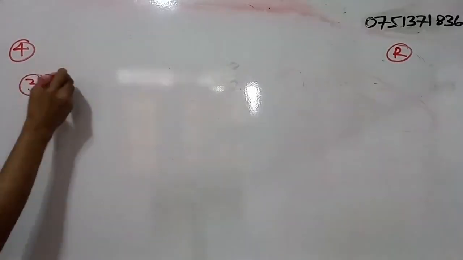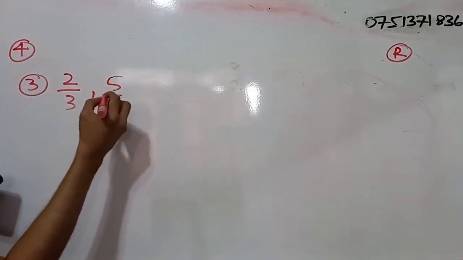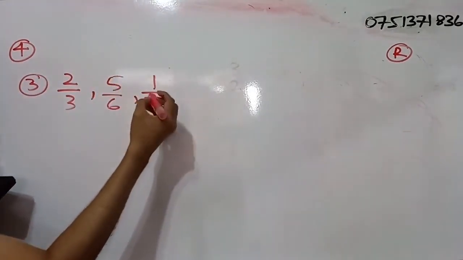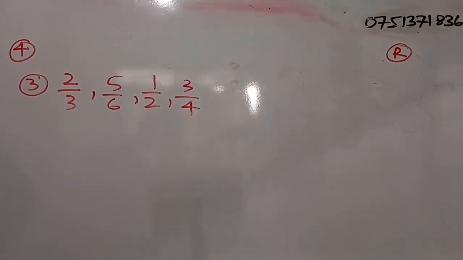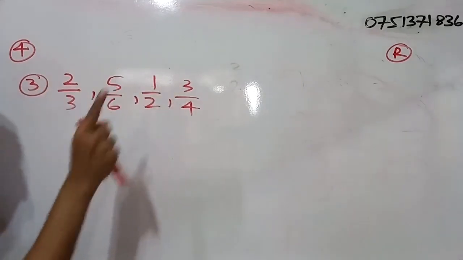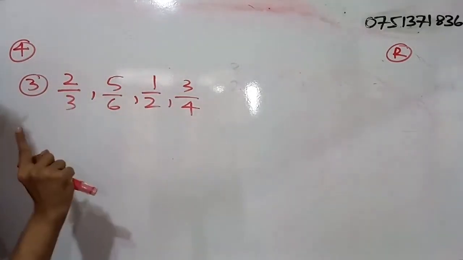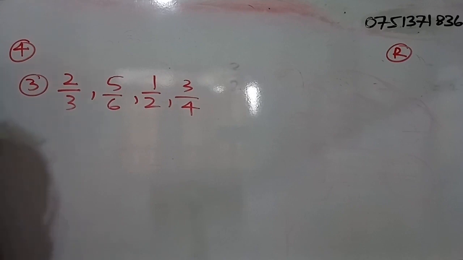Now part 3, we have 2 by 3, 5 by 6, 1 by 2 and 3 by 4. Now here, we cannot find a pattern. Pattern in the sense, the denominators are not equal, and the numerators are also not equal. Right? Then what do we have to do? We have to come up with the what? Common denominator.